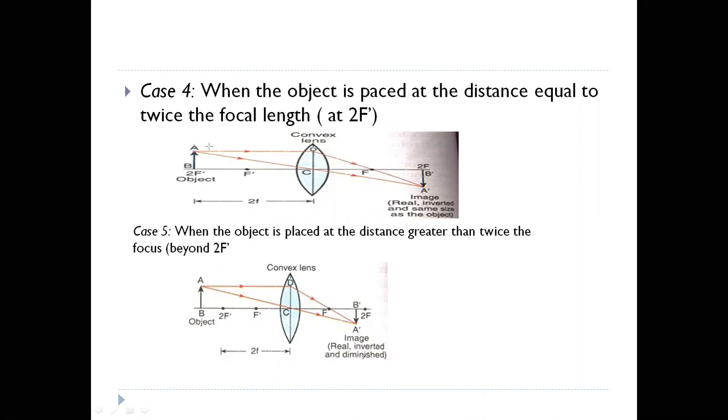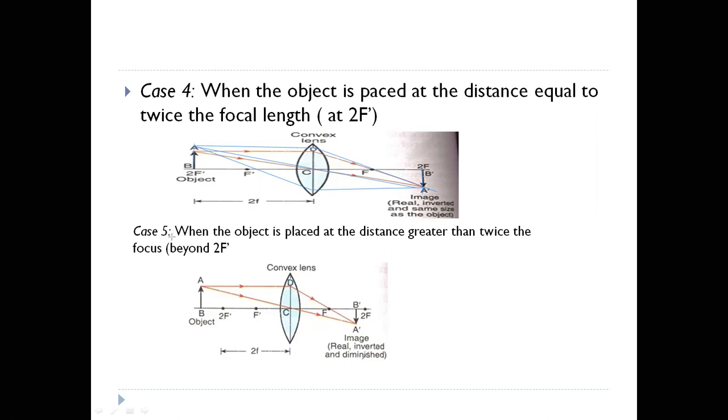The ray of light which goes straight through the optical center, this is the O, passes undeviated, and you can take this also. The ray of light which passes through F, like this, becomes parallel after refraction. You can take this line also. Out of these three lines, you can choose any two. So when the object is at 2F, the image will always be at 2F, real, inverted, and of the same size.